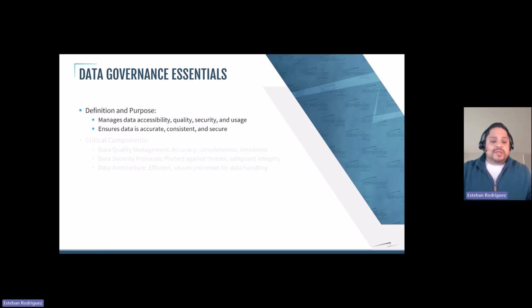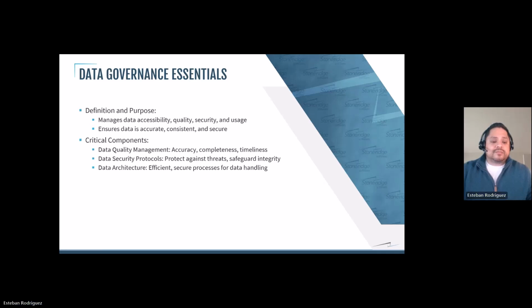Let's delve deeper into the components of data governance, starting with data quality management. High quality data must be accurate, complete, and timely. Think of it as the lifeblood of your decision-making process. If the data is flawed, even the best AI algorithms cannot generate valuable insights. Therefore, our governance initiatives prioritize regular checks and balances to maintain the quality of data at all times.